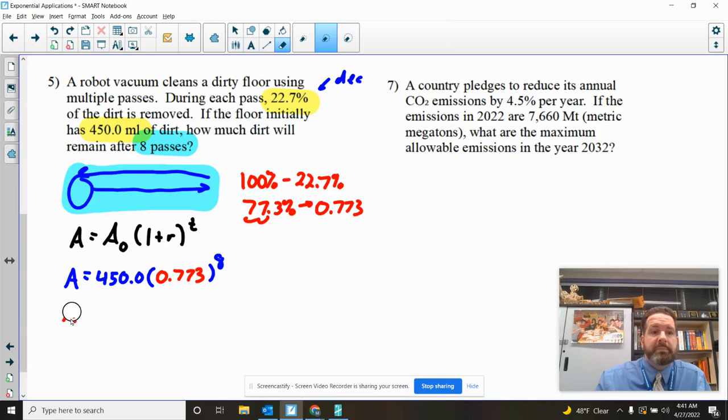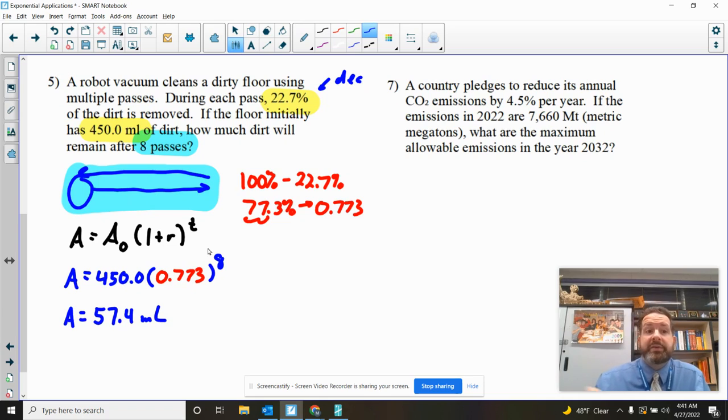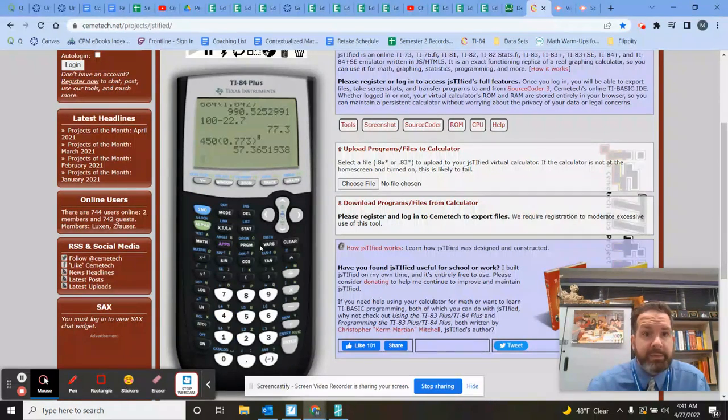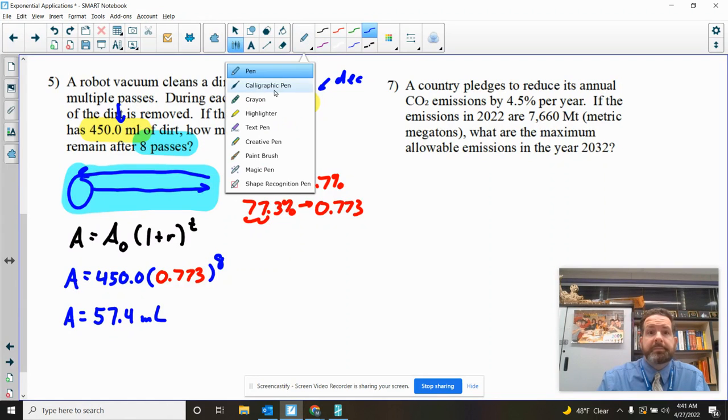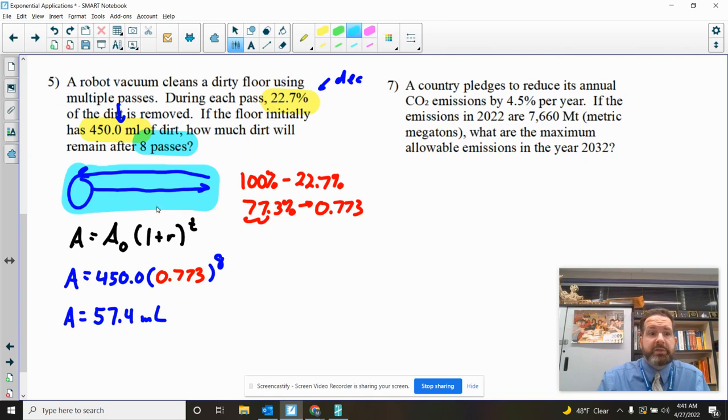And I want that to be blue again for consistency. Now I rounded to the nearest tenth because the initial value had 1 decimal place. So I want my final answer to have 1 decimal place. And the unit of milliliters, I'm just double checking my number, because this original unit was milliliters. All right, very nice and good.